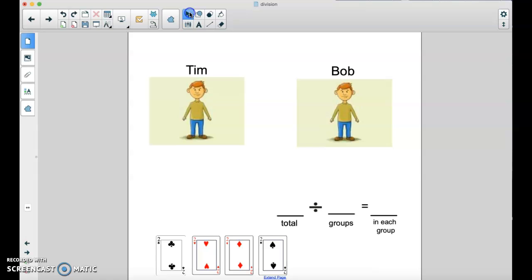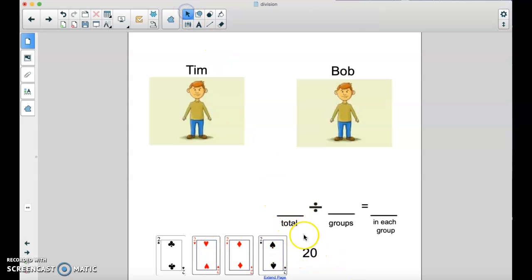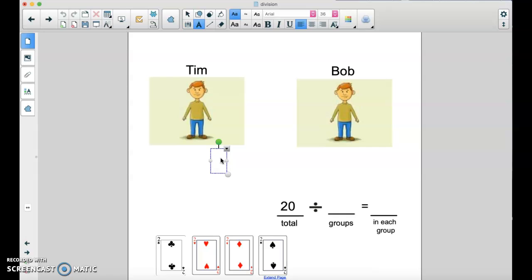So once again, I'm going to say this time that I have 20 cards. So pretend like I got 20 cards down here that I'm going to pass out. So I would have 20 actually in the total, divided by how many groups, how many people. There's 2 people in each group, or I'm sorry, there's 2 groups.